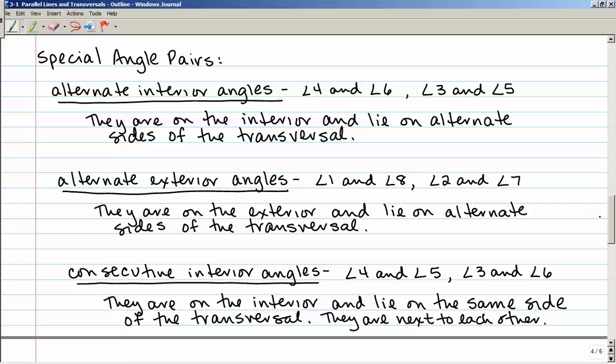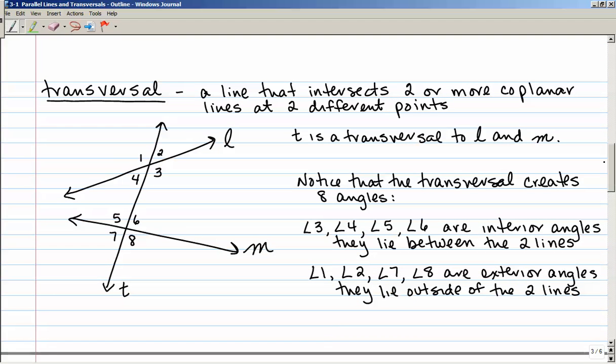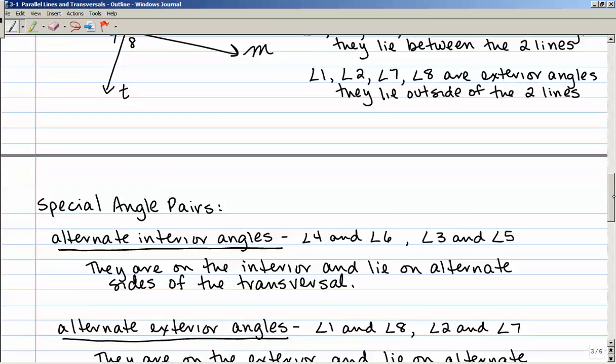Another special angle pair is alternate exterior angles. So like 1 and 8, and 2 and 7. These are on the exterior of the lines, so across the top here and across the bottom, and as pairs they are on alternate sides of the transversal. So for example, angle 1 and angle 8 are a pair of alternate exteriors, and angle 2 and angle 7 are another pair of alternate exteriors.